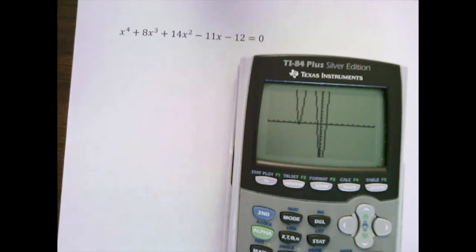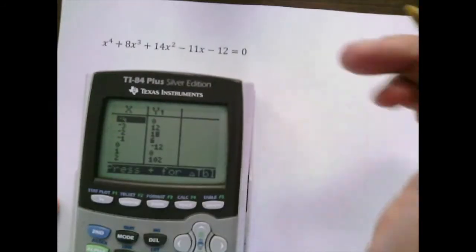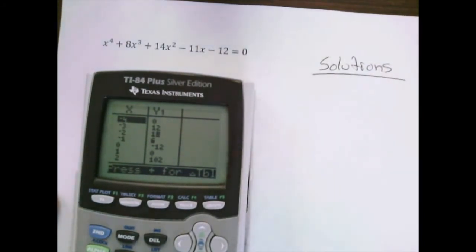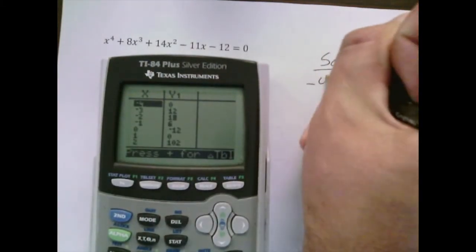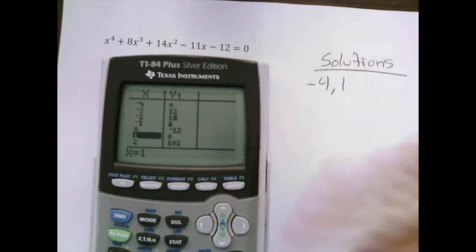Anytime you have an x-intercept, that is a solution. Now this one's pretty tough to see, so I'm going to use the help of the table here. What I'm looking for is any x value that has a y value of 0, so I'm looking for solutions, x-intercepts. So I'm looking for any time y is 0. If I look through here, negative 4 is one spot, and if you scroll down, at x equals 1 it's another spot. So negative 4 and 1.